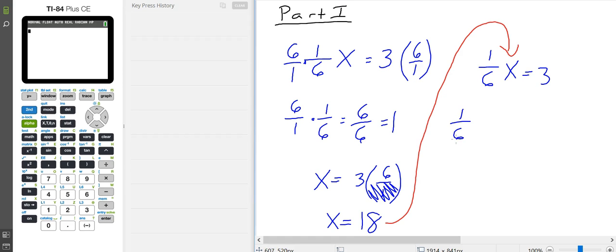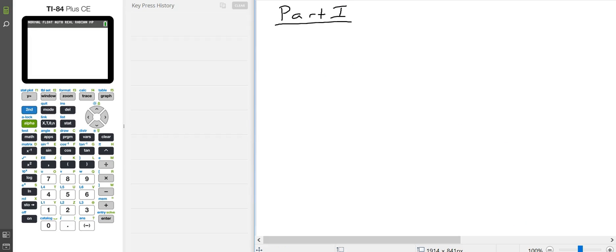1 over 6 times 18, 1/6 of 18. Will that give us 3? Let's see, 1 over 6 times 18. So 1 times 18 is 18 over 6, which is equal to 3. 18 divided by 6 is 3. 3 is equal to 3, so we got the question right.